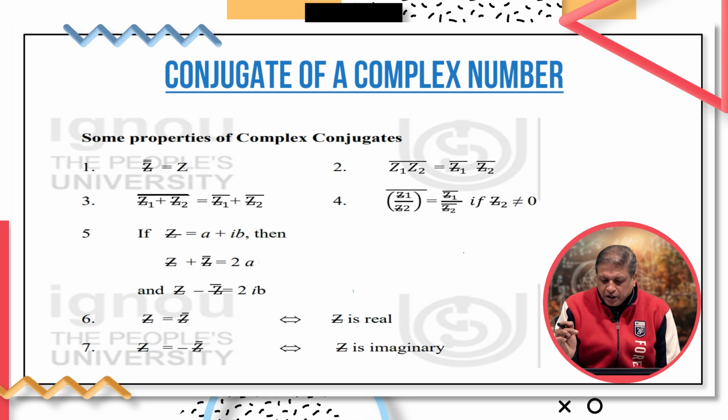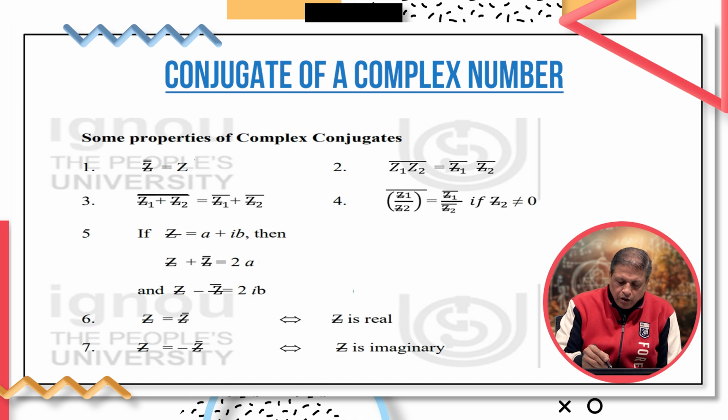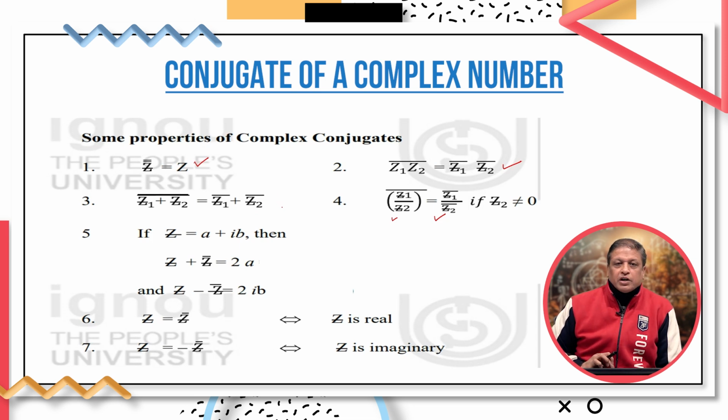Now there are some properties about the conjugate of complex numbers, wherein the conjugate of a conjugate is nothing but the complex number itself. The conjugate of the product of two complex numbers is the product of the conjugates of the two complex numbers, and the conjugate of the division of two complex numbers is the division of the conjugates of the two complex numbers. Similarly, the conjugate of z1 plus z2 is equal to z1 bar plus z2 bar, and these are the properties which are listed in your self learning material also. You can refer to these properties.